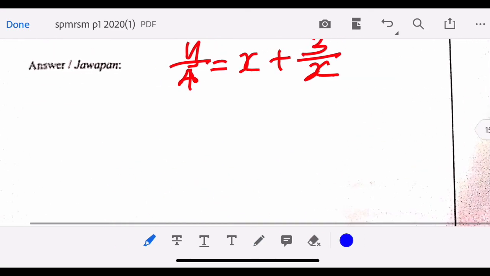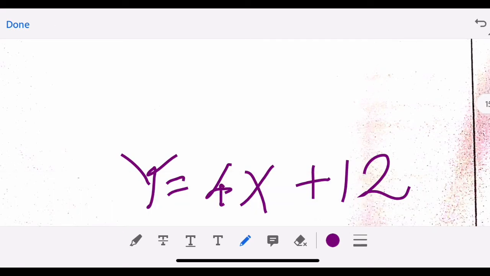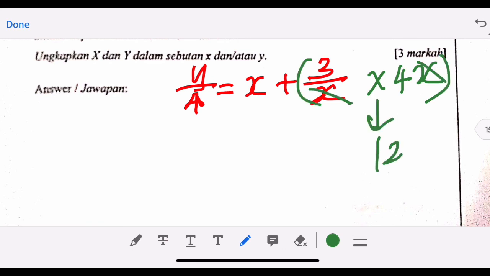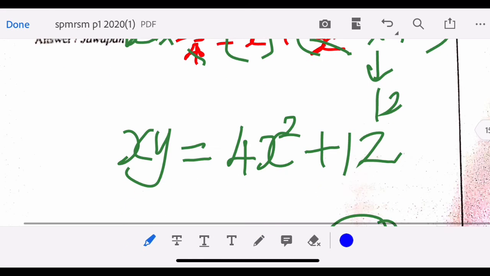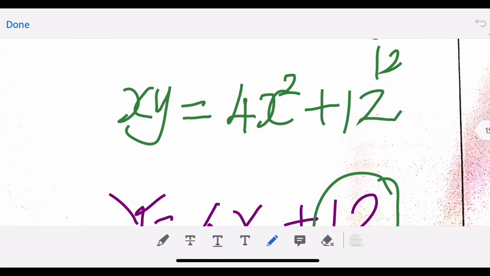Now let's work on the equation. So we have a number 12 here. So what you need to do is convert the equation so that you can see 12, that's your question. So if I want to get 12, I will times with the x, right, so that I can get 12. The x cancels, so I'm going to times with x for every term, right? So the 4 cancels out, you will get xy equal to 4x squared plus 12. That's how you work out the linear law.